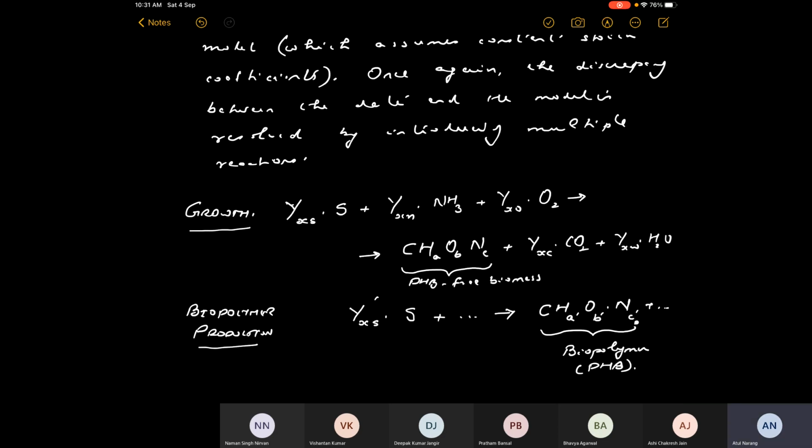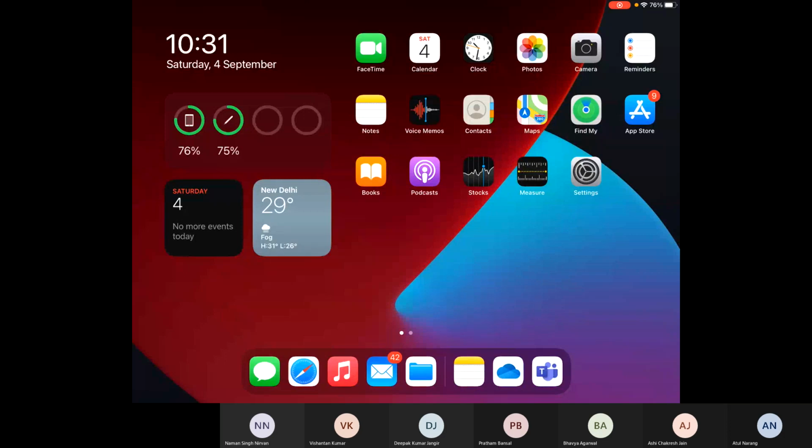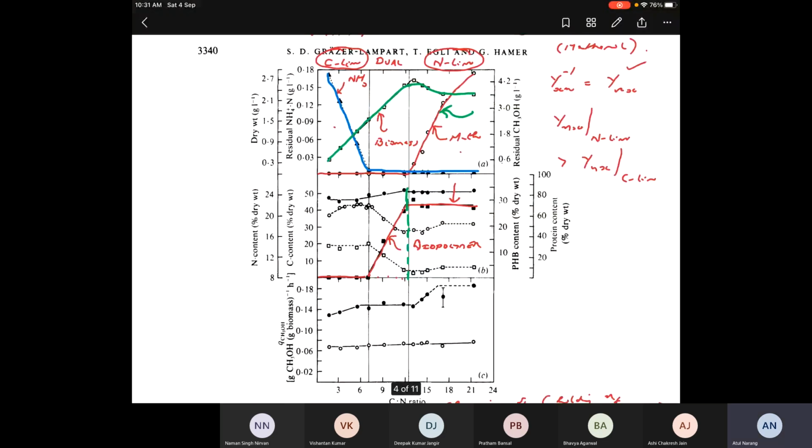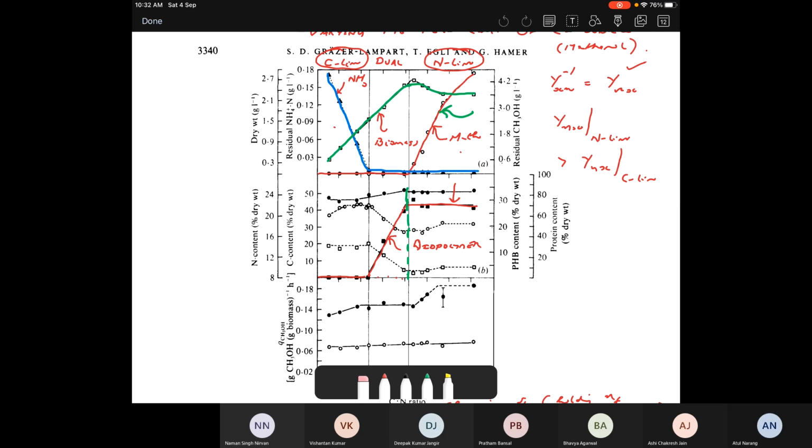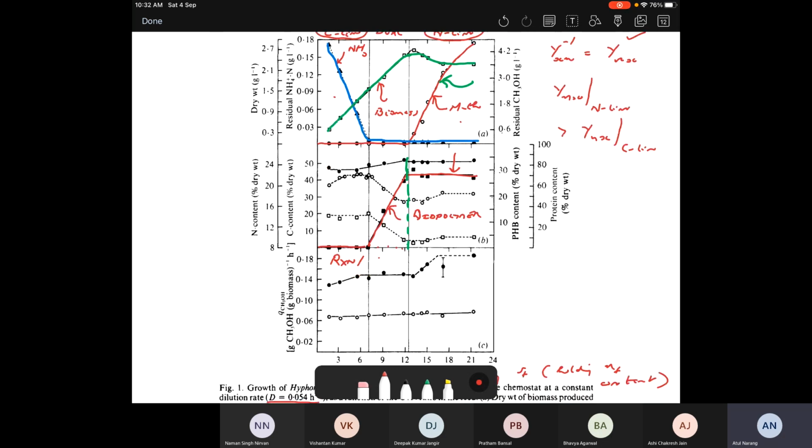And the picture we now have is that if I call this reaction 1 and I call this reaction 2, then going back to the data, basically what I'm going to say is that in the left region, this region, I have only reaction 1 taking place, which is production of PHB free biomass. In the dual limited regime, basically what happens is that reaction 1, as much of it as can happen, ends at this boundary. Beyond this boundary, whatever previous reaction 1 was taking place takes place, but the new reaction that is taking place is only reaction 2.